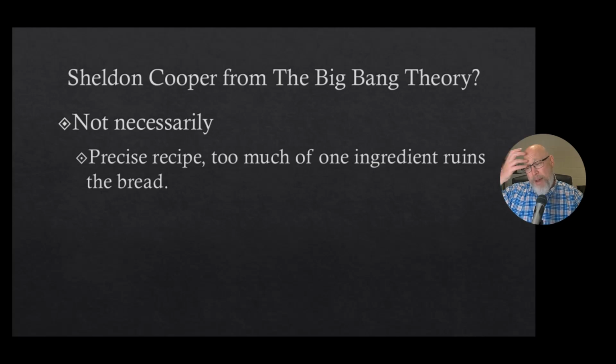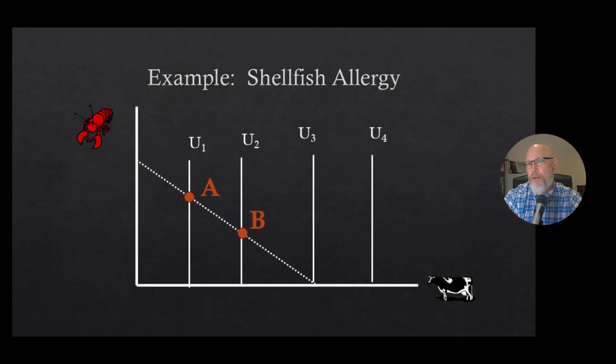And if you're thinking about maybe Sheldon Cooper from the Big Bang Theory, who might have a very specific set of preferences, I've got to have this amount of peanut butter and this amount of jelly exactly in this ratio. Not necessarily. Maybe it's something like a precise recipe, or too much of one ingredient ruins the bread you're trying to bake. This is an example of someone who might have a shellfish allergy.